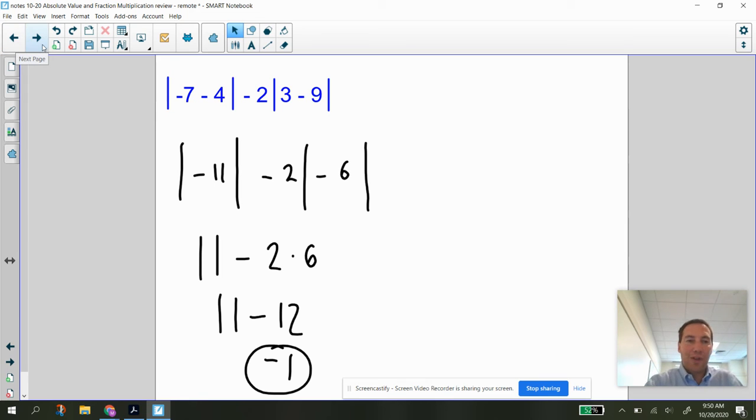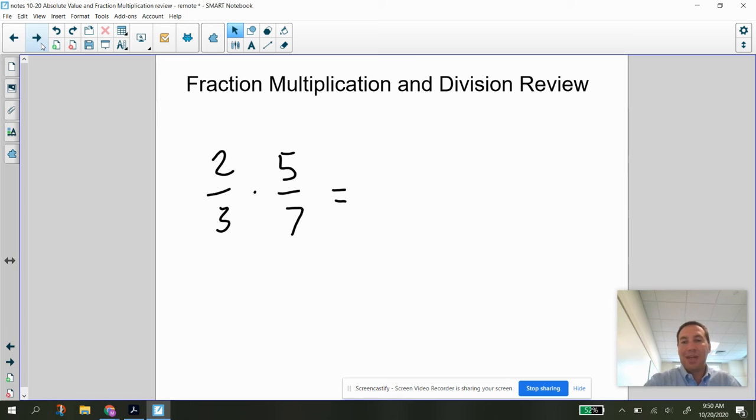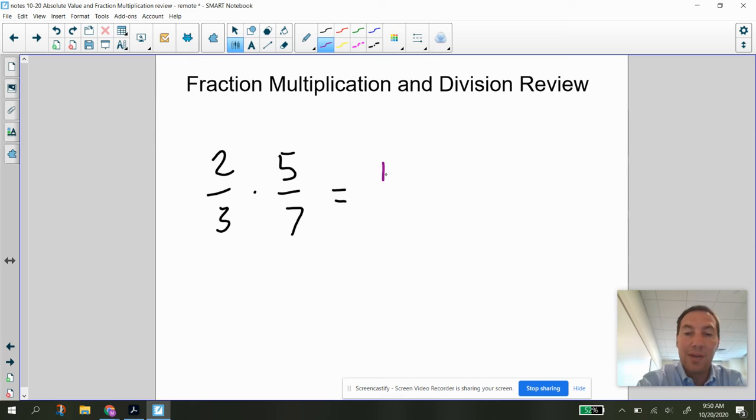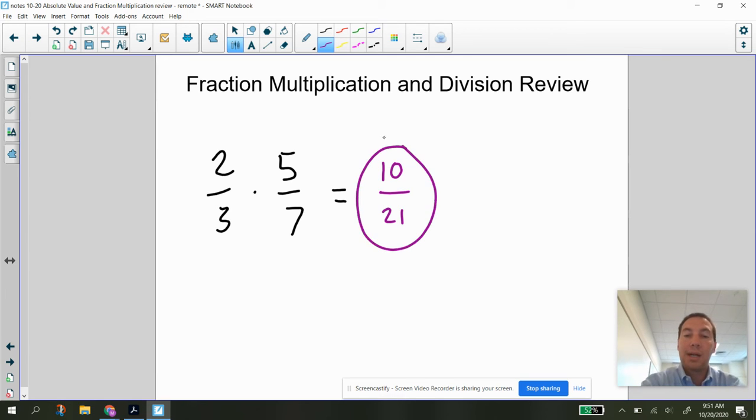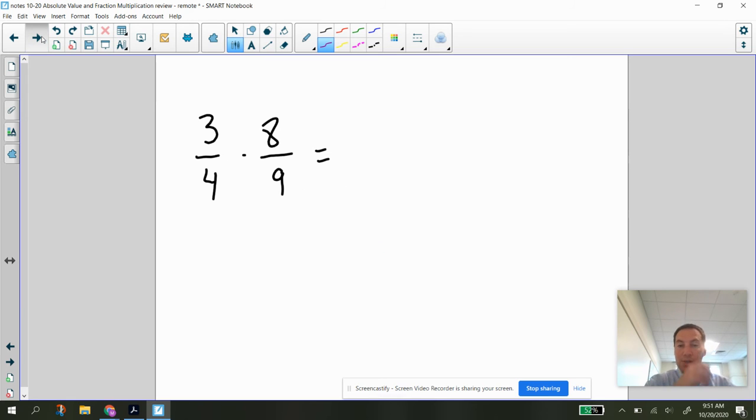Let's do a little fraction and multiplication division review. So with fraction multiplication, you are just going to multiply across with the numerators. 2 times 5 is 10. 3 times 7 is 21. I always do a little check. Can I reduce that? Does anything go into 10 and 21? Nope. We're done. How about when something can reduce?